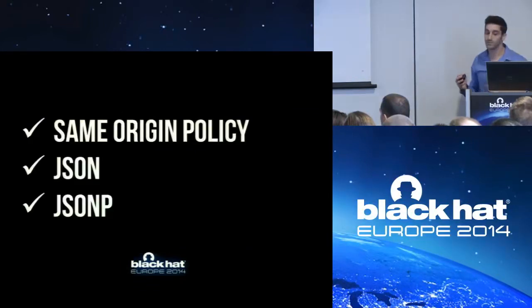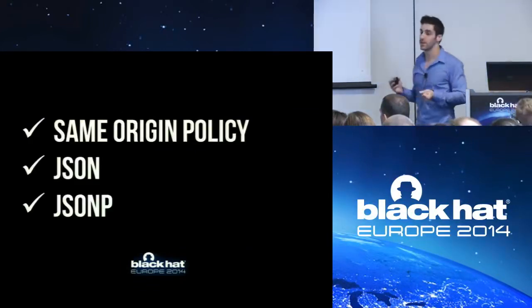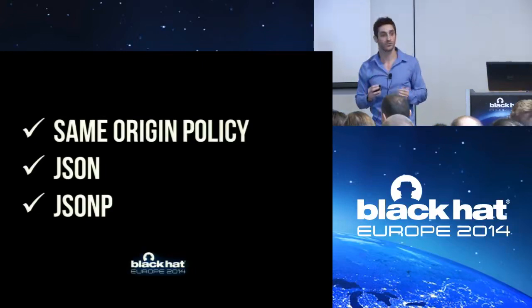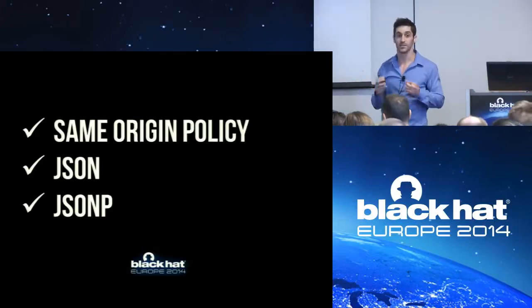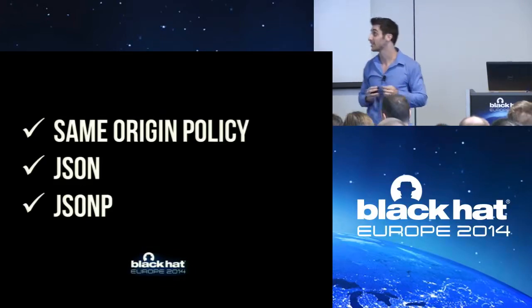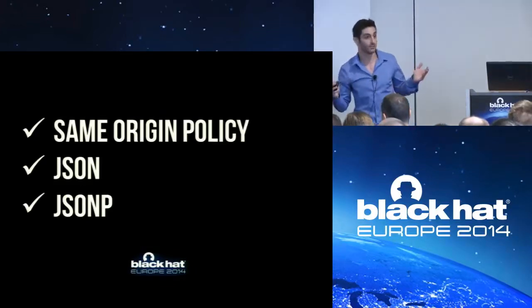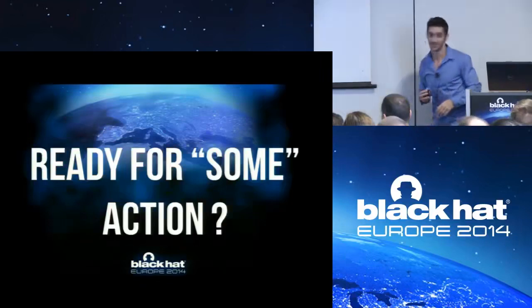So we covered same origin policy, JSON, and JSON with padding. I believe you now have all the background that you need to understand the same origin method execution attack. So, are you ready for some hacking?